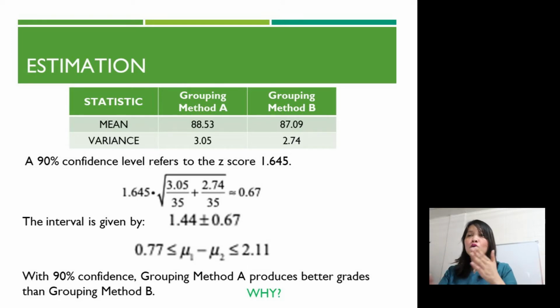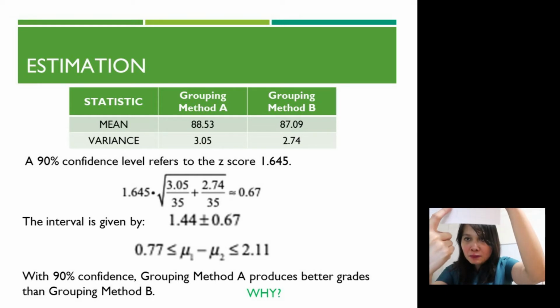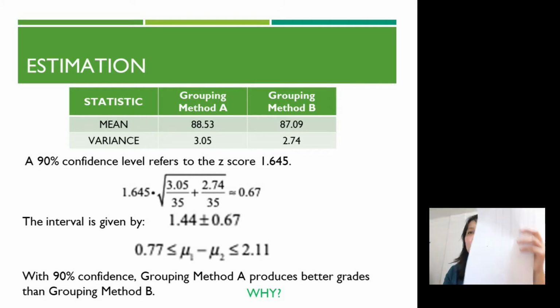So you do have 1.645. How do you get 1.645? Using the table that we have, determine the 90%. What is the counterpart of 90% in Z alpha over 2? That would be 1.645. And then you just substitute. Your first variance is 3.05 divided by 35 because there are 35 students, plus 2.74 divided by 35. So your margin of error is 0.67.